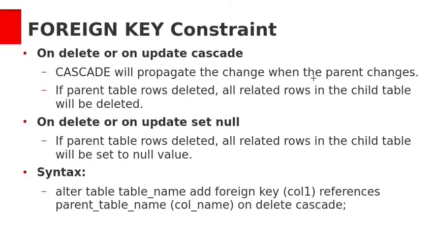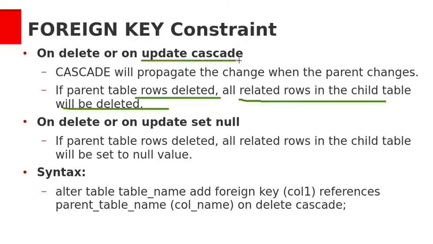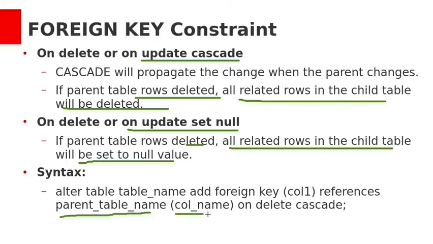Cascade will propagate the changes when the parent changes. If parent table rows deleted, all related rows in child table will be deleted when we use on delete or on update cascade. But if you use on delete or on update set null clause, if parent table rows deleted, all related rows in the child table will be set to the null value. Syntax will be like this: alter table, table name, add foreign key, references, parent table name and primary key column, on delete cascade. Or here you can specify set null also. If you use update operation, you can use on update here.